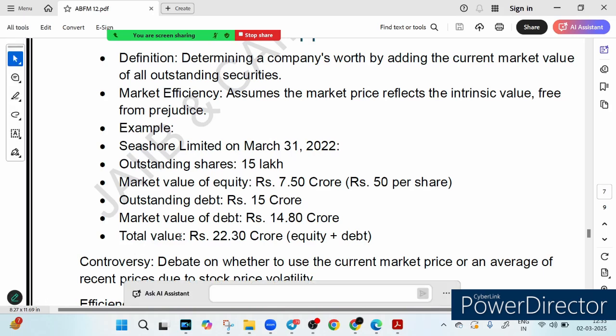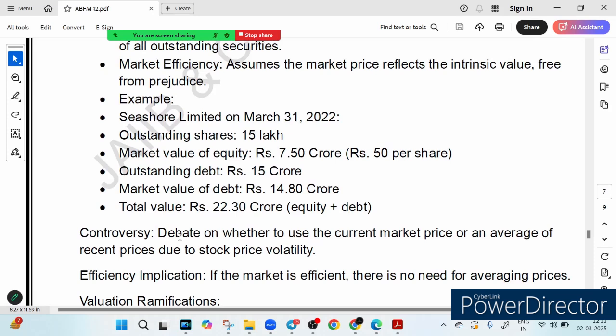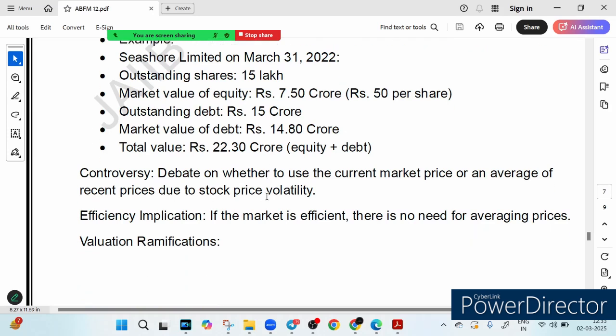So one real life example is given in your book. This is regarding the share. So you can see C-Sore Limited on March, right? Shares are 15 lakh, right? Market price per share is 50 rupees per share. So total market value of equity you have calculated, total market value of debt you have calculated, total company value. But the controversy is market price versus average price, what to use?